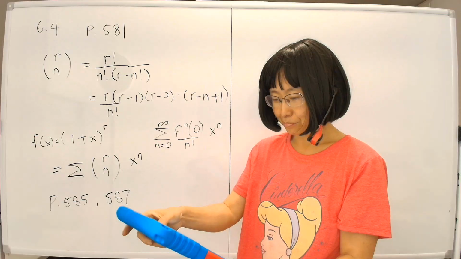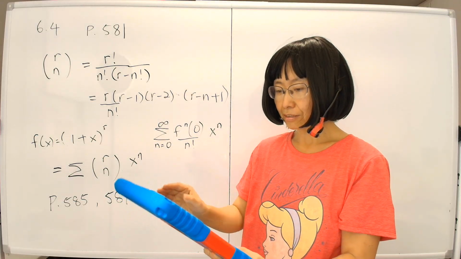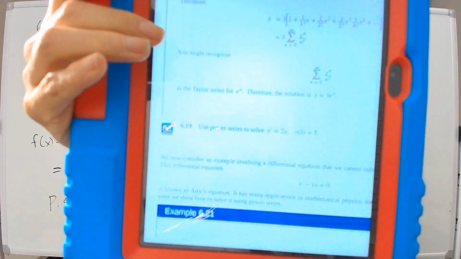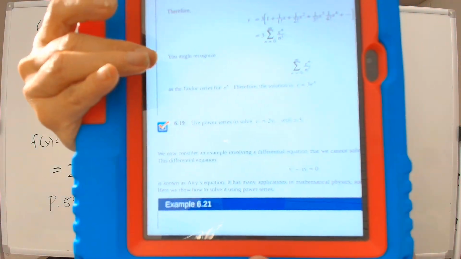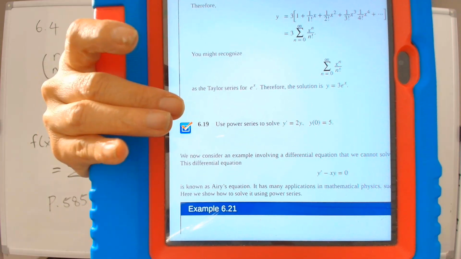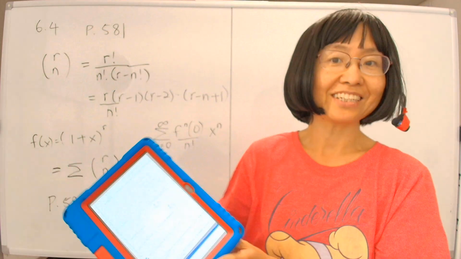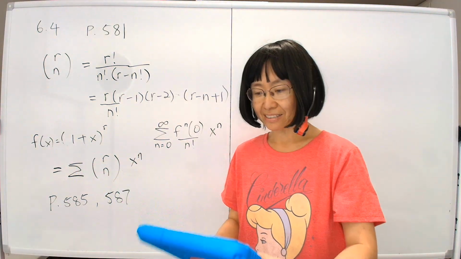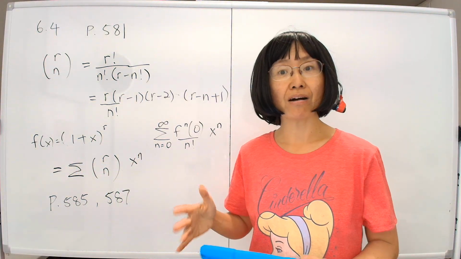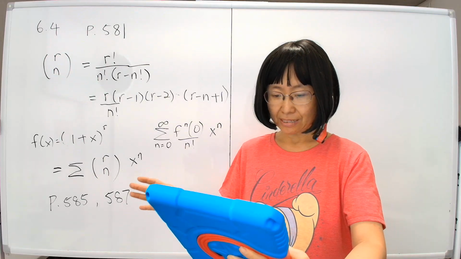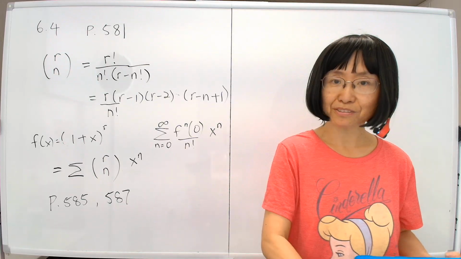And what's more, you notice that this particular Taylor series happens to be e to the x. It just has a 3 attached to it, so the answer is y equals 3e^x. So that is a neat way of solving a differential equation. That's example 6.20. Please do that as your homework.